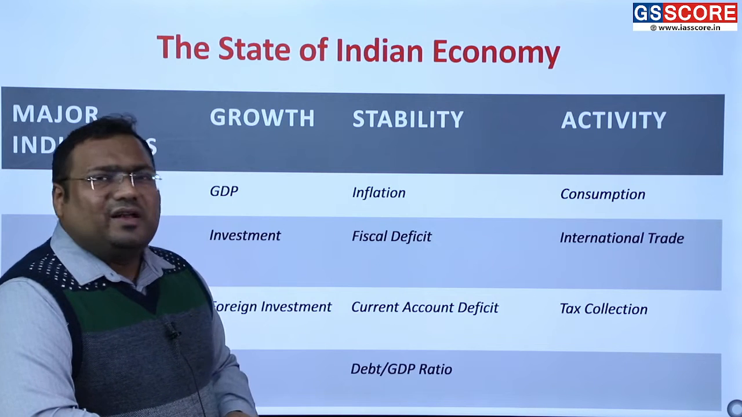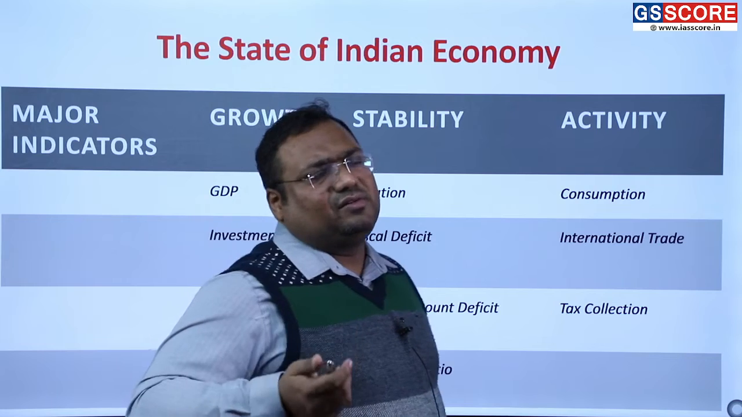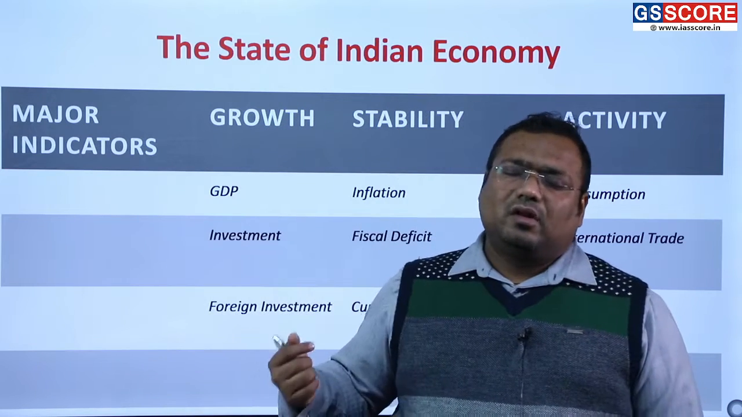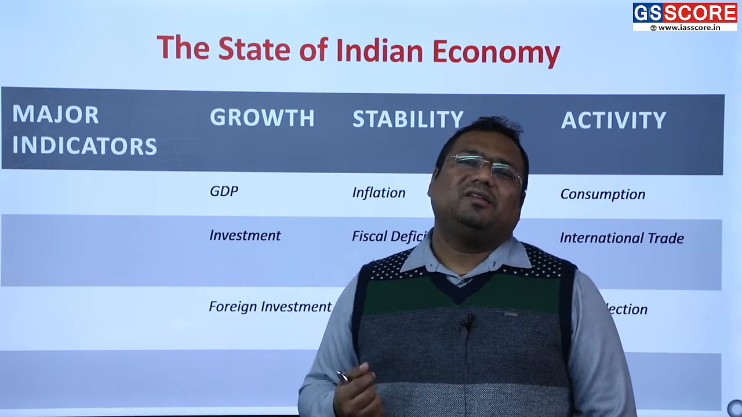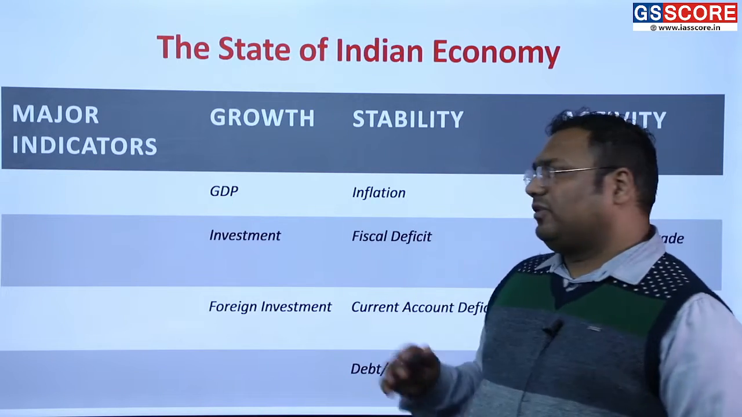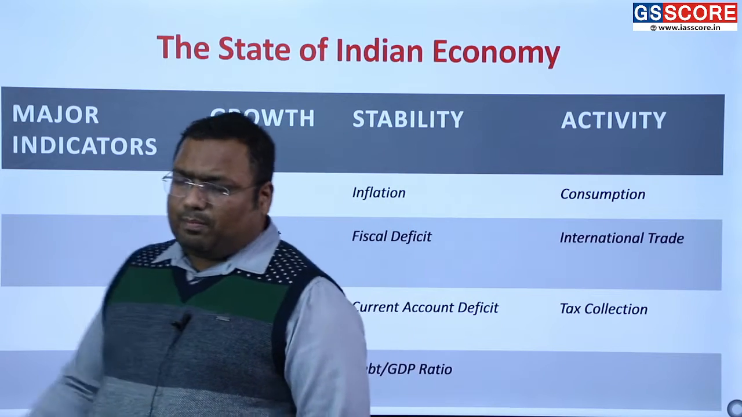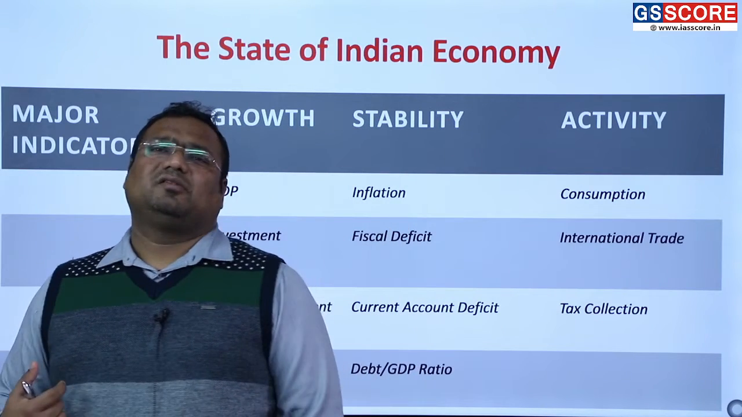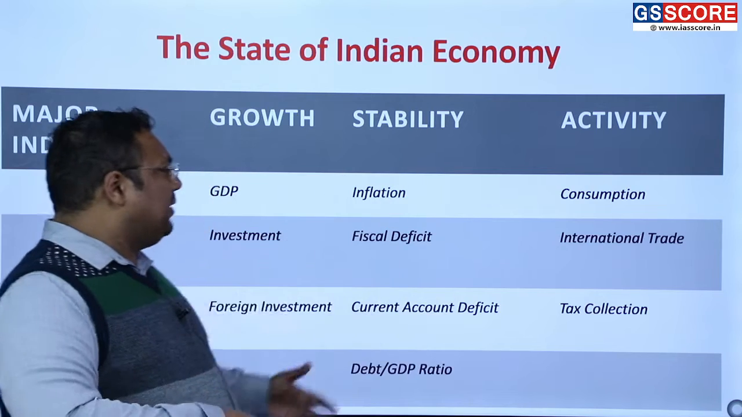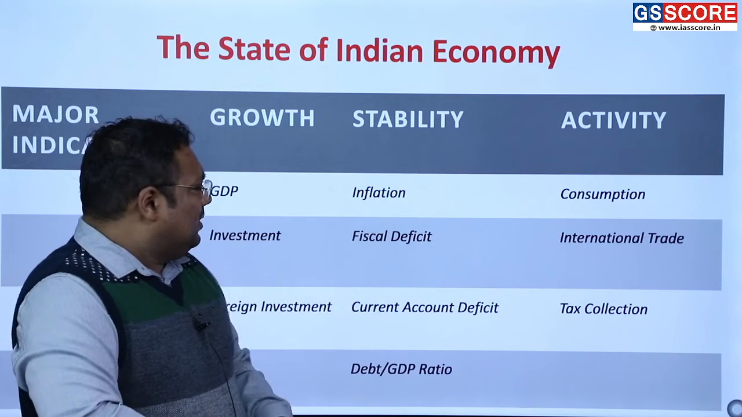The next key indicator is fiscal deficit. How well the government is managing its finances, how many loans the government is taking. That is very important here. So fiscal deficit you can never ignore. Fiscal deficit measures so many different aspects. We will talk about all these parameters one by one. Right now, I'm only giving you an overview.